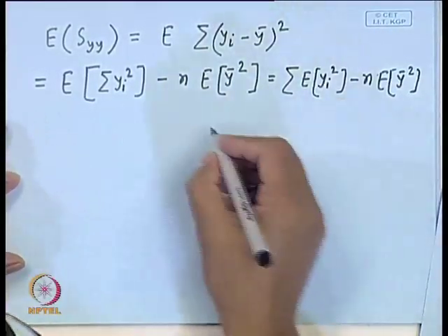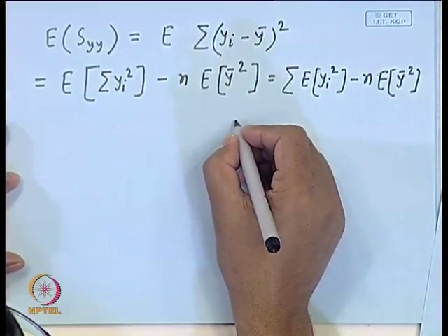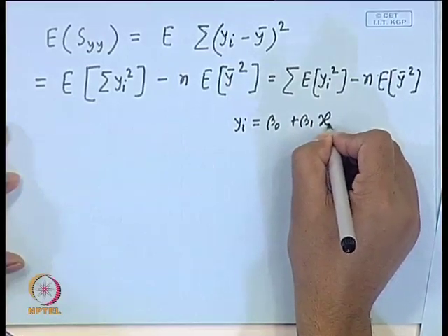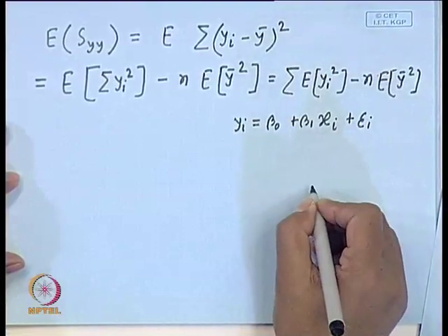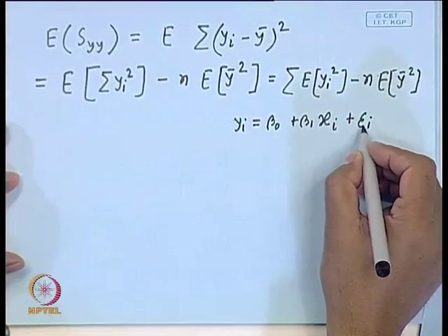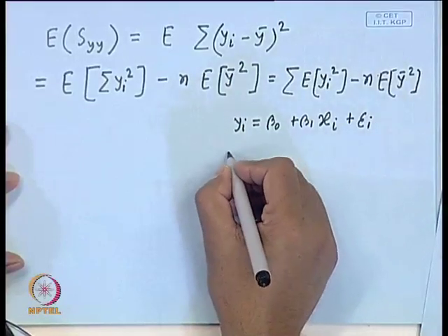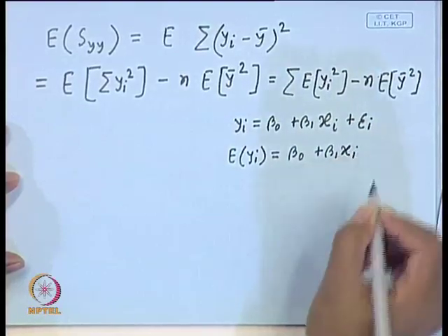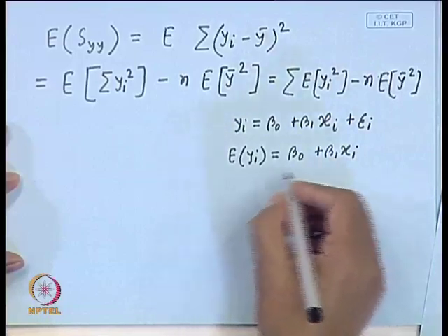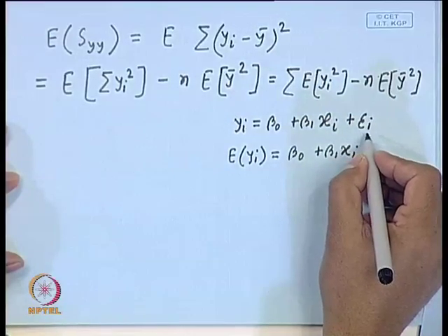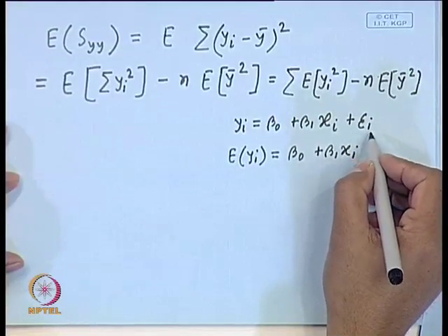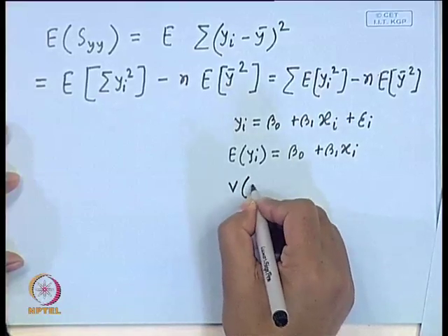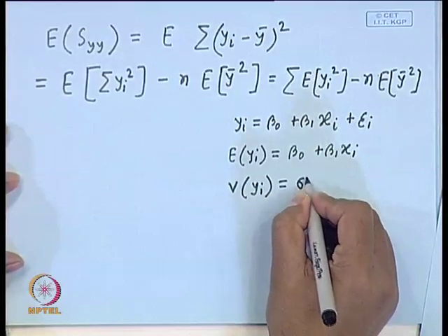So what is the expectation? Let me recall the model: y I equals beta naught plus beta 1 x I plus epsilon I. We assume that the expected value of epsilon I is equal to 0. So the expected value of y I equals beta naught plus beta 1 x I. Here x I is not a random variable. We also assume that the variance of epsilon I is equal to sigma square. So the variance of y I is also equal to sigma square.